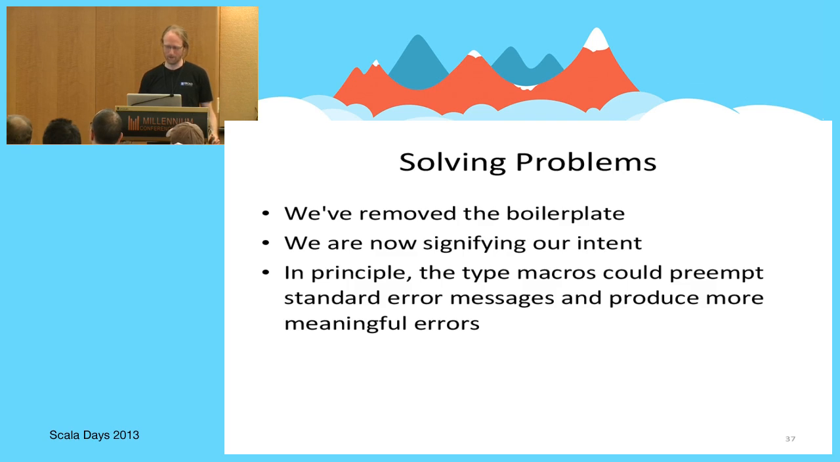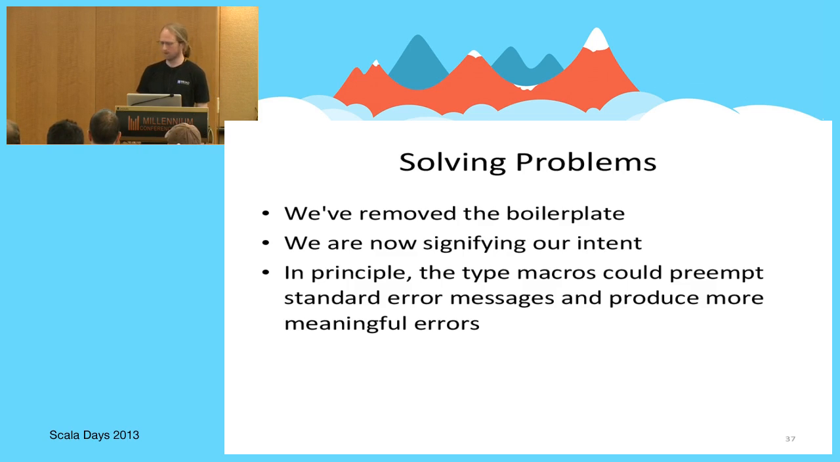So we're solving problems here. We've removed all the boilerplate. We have the simple syntax of just these method calls that just take one type parameter. We're also signifying our intent. We replaced the boilerplate, which was using these generalized language features, with method names that are meaningful.